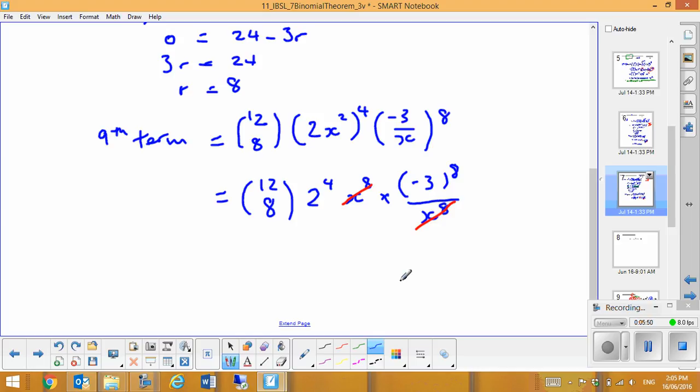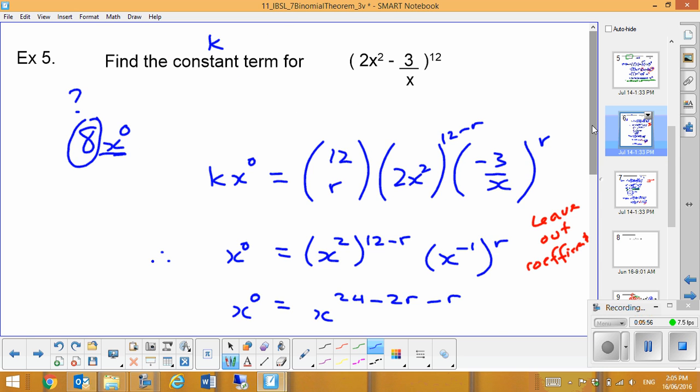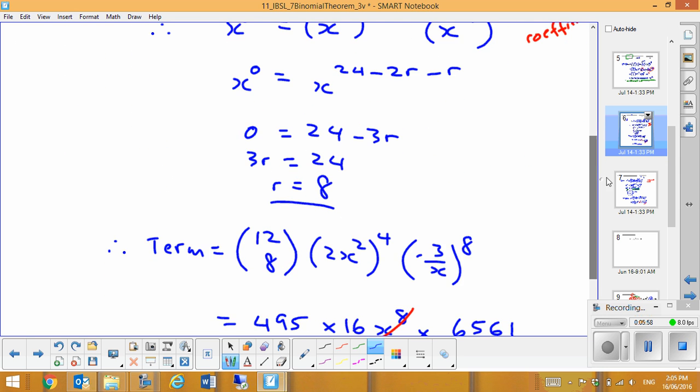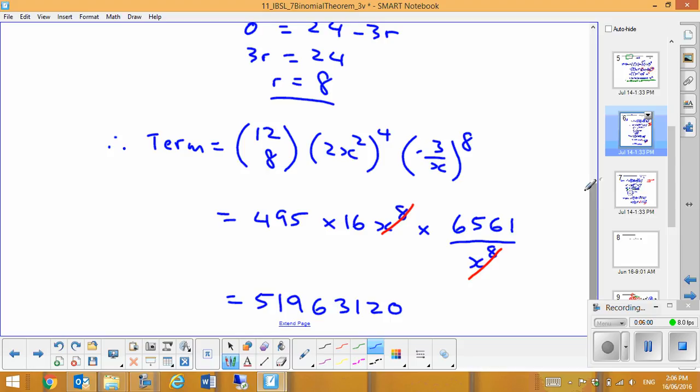So then we can put all those into your calculator, and just going back to what we did in class, substitute it all in and it comes out with 519,631.20. So that's if we want to find the constant term where the powers of x cancel out.